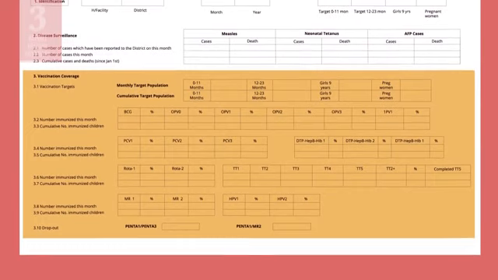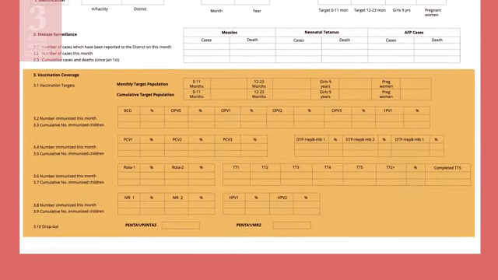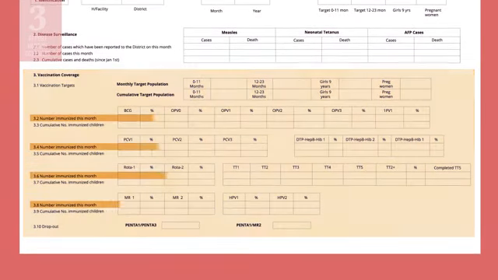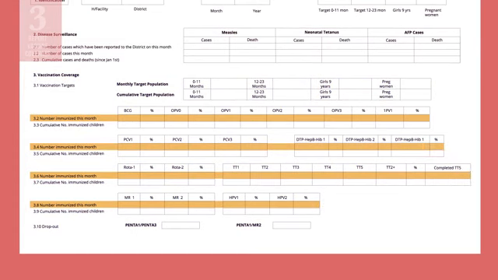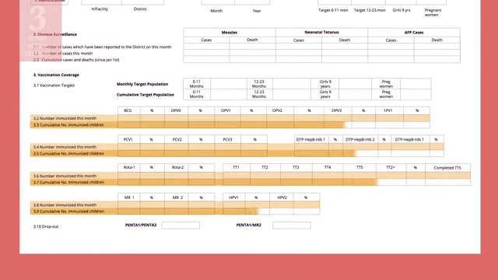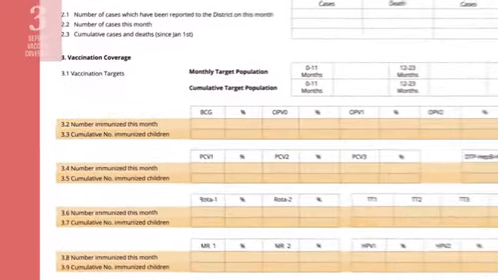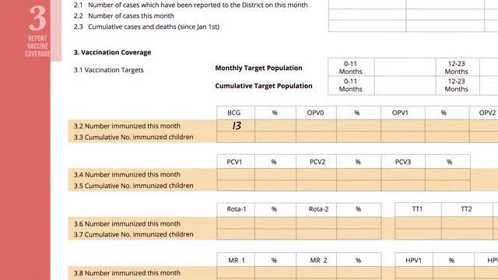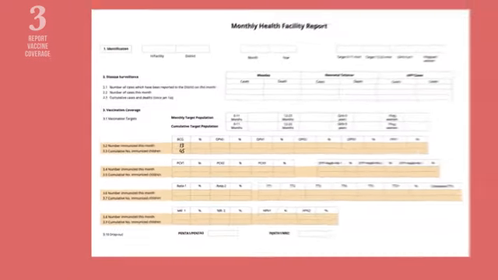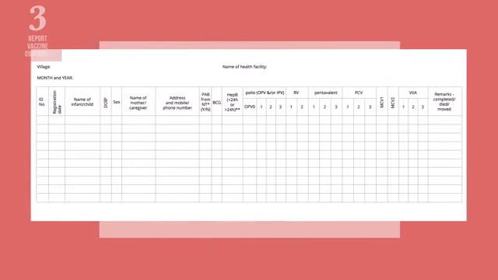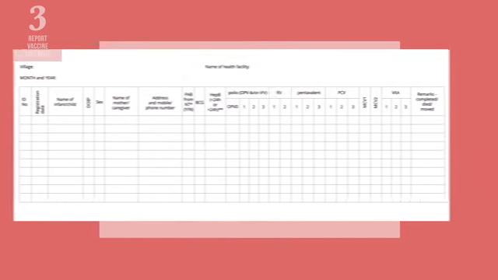Now, for every dose of a vaccine administered, first write down the number of people immunized this month, as well as the cumulative number of immunized people so far this year. For example, in March, you would write down the number of people immunized in March, then the cumulative number of people immunized in January, plus February, plus March. You can find this information in the immunization register or on the tally sheets.